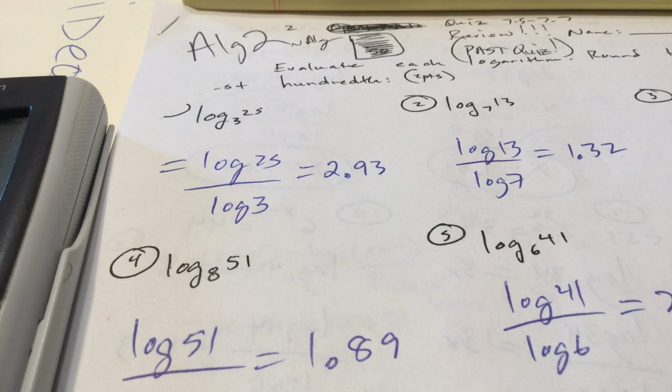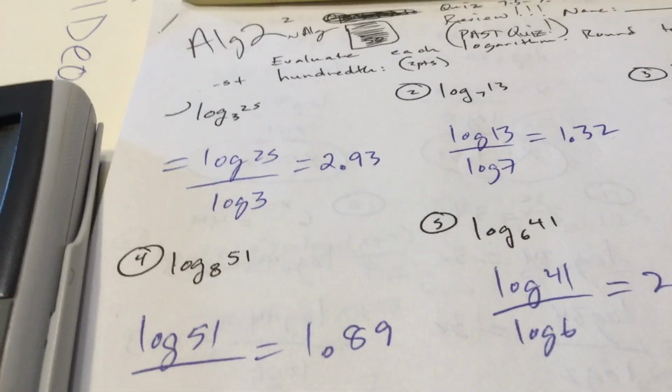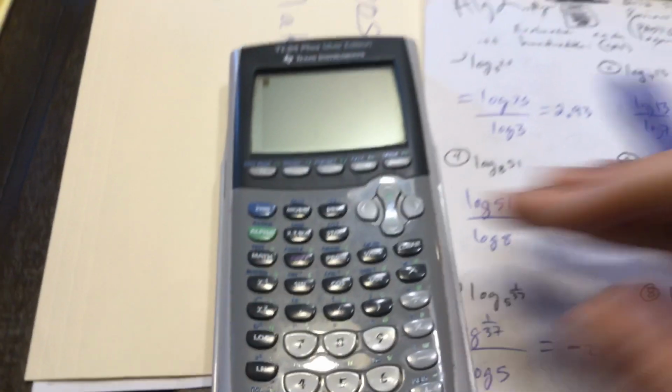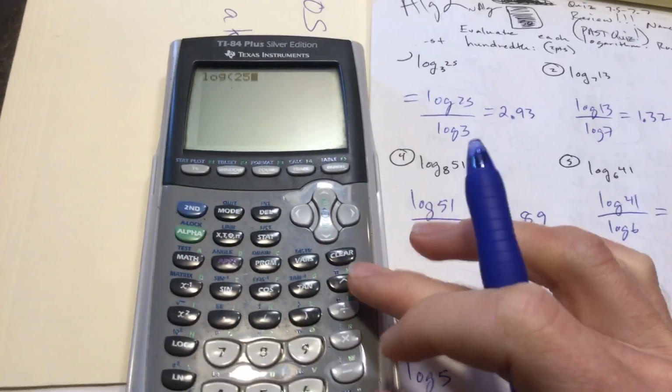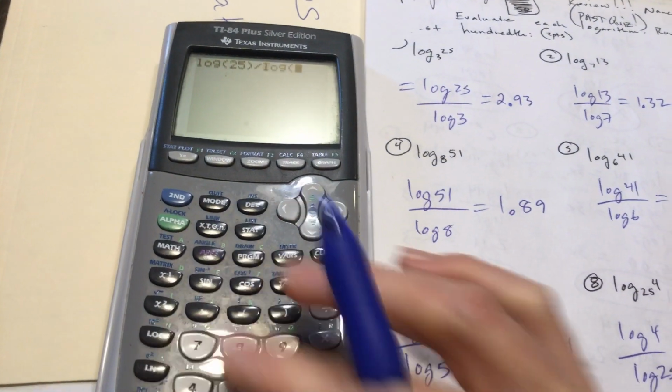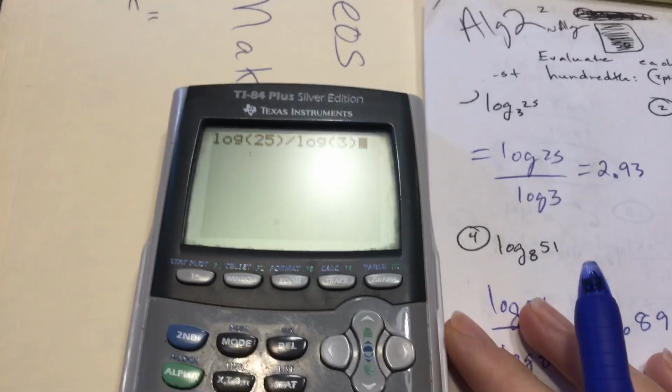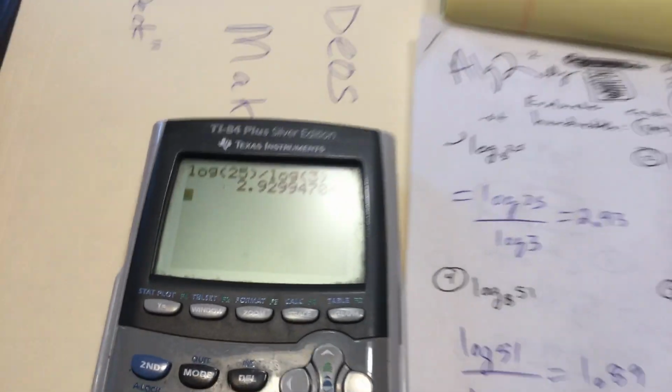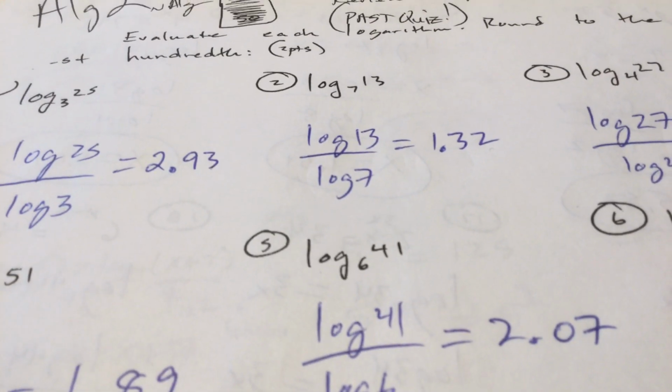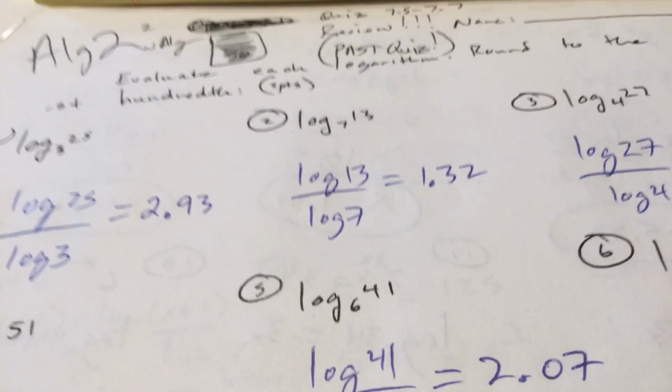It's going to be close to 3 because 3 to the third is 27, but it's not going to be exact. So what you do, get a calculator, hit that log button. You do log of 25 divided by log of the base 3. That's the change of base theorem that you guys wrote down in your game plan: 2.93. So that is what I'm doing for all of these, okay? Make sure you close that parenthesis.